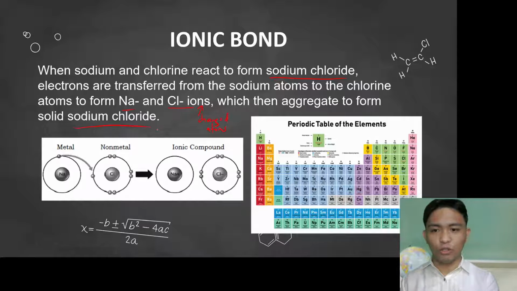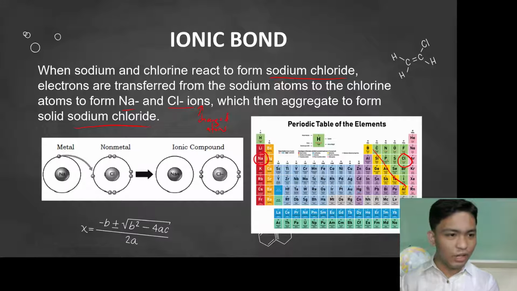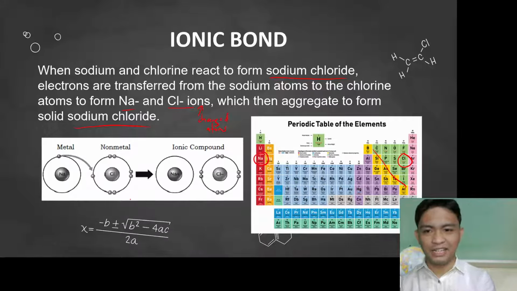Okay, so balikan natin to, no? So, si sodium, nasan siya? Andito siya sa periodic table. Si chlorine, nandun siya. So, ito yung ating palatandaan. You have one metal, you have one non-metal. Definitely, ionic bond. So, paano naman nangyari yung transfer?